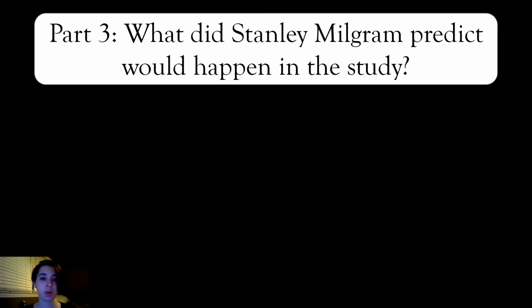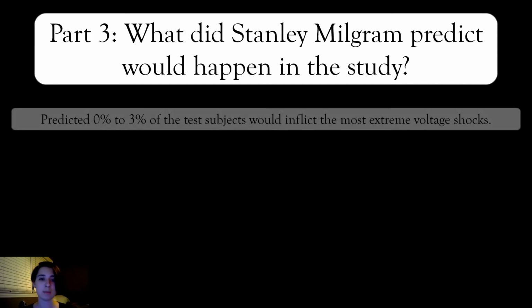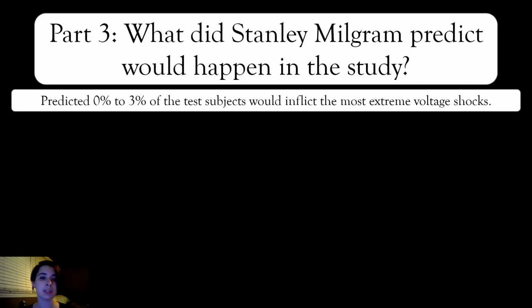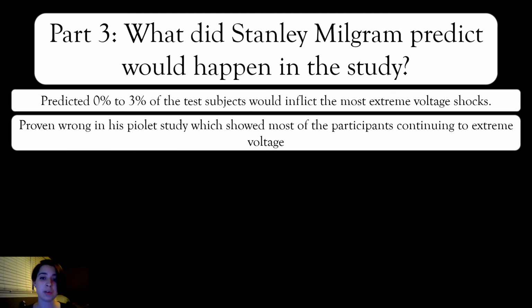Part 3. What did Stanley Milgram predict would happen in the study? Stanley Milgram predicted that only about 0% to 3% of the test subjects would inflict the most extreme voltage shocks. Stanley Milgram was proven wrong in his pilot study, which showed most of the participants continuing to extreme voltage.